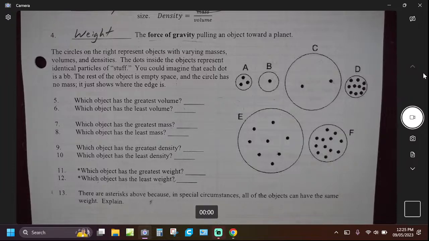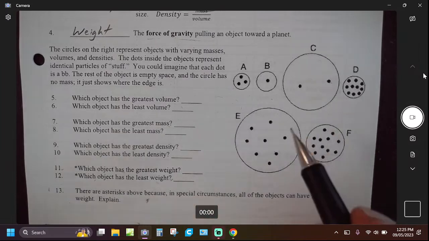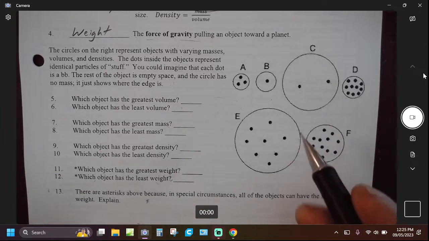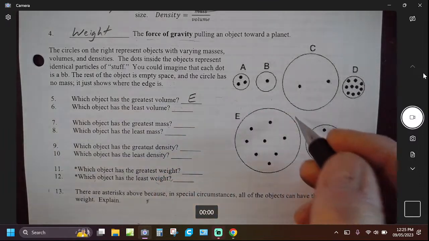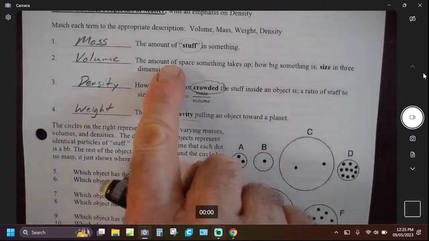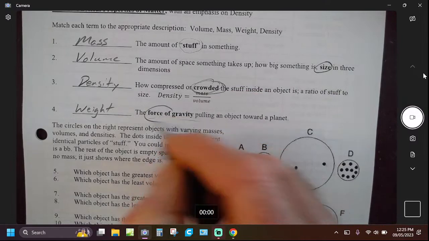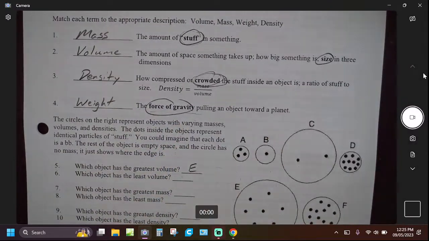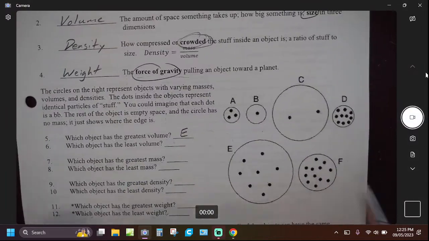So let's go over the answers. Which object has the greatest volume? Which one's that? It's E. It's the biggest. Doesn't matter how much stuff is in it. Volume is just size. So I tried to make the thing that I feel is the most concise definition the bold word there. So the least volume would be the smallest one.